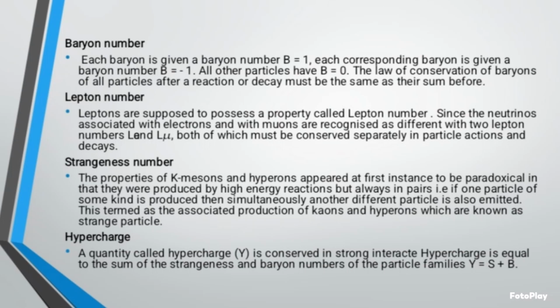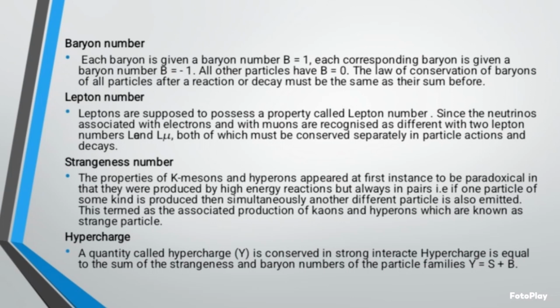Each baryon is given a baryon number B equal to 1. Each corresponding anti-baryon is given a baryon number B equal to -1. All other particles have B equal to 0. The law of conservation of baryon number states that the sum of the baryon numbers of all particles after a reaction or decay must be the same as the total before.